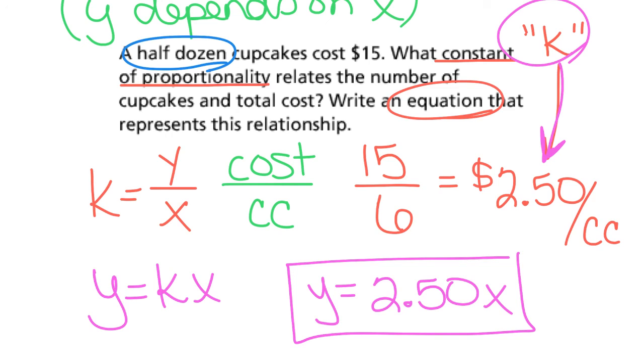All right, on page 107 of your textbook, I want you to work through questions 7 through 13. Keep practicing the Y over X to identify the constant of proportionality, and keep practicing writing your equations in Y equals KX format.